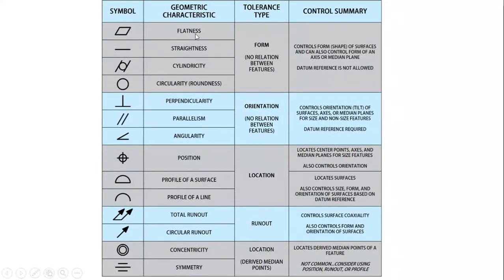These symbols are all used to constrain the drawing with a geometrical constraint: flatness, straightness, and cylindricity.